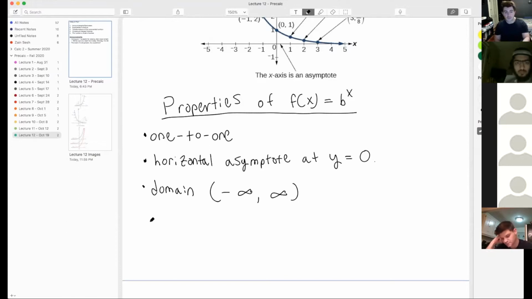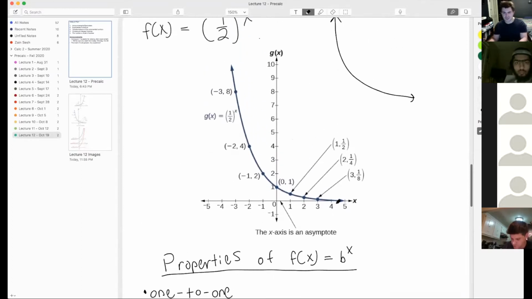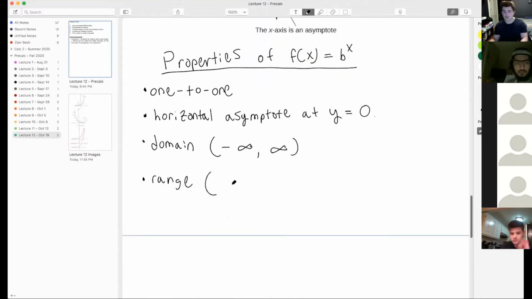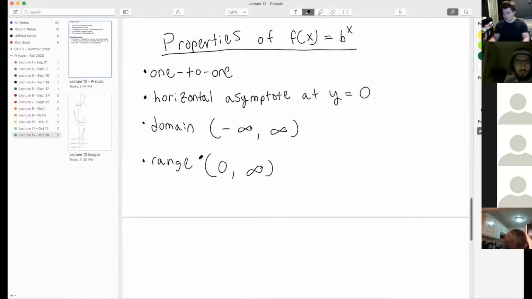All right. The range. What are the y values that come out of this function? If you look at the graph, you get y values from 0 up to infinity. You don't ever land in the third and fourth quadrant, so the y values are not negative. So the range is just going to be 0 to infinity. All right, a few more.